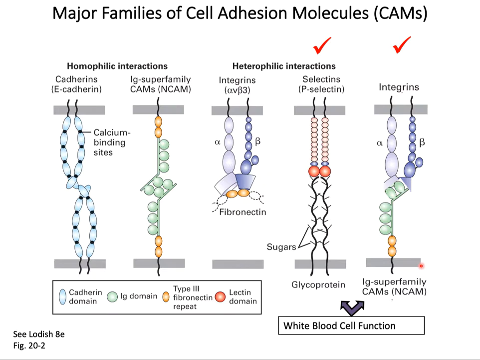So we have looked at the cadherins and the immunoglobulin superfamily cell adhesion molecules, which fall under the homophilic interactions. And we looked at the interactions between the integrins and the fibronectin, which falls under the category of heterophilic interaction. Now, on this slide, I want to look at a couple of other interactions, and that is the interaction of the P-selectin with glycoproteins on neighboring cells, and the interaction of immunoglobulin superfamily CAMs with integrins. Both of these are important in white blood cell function.